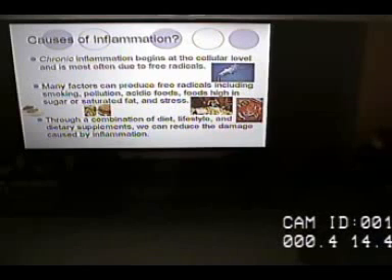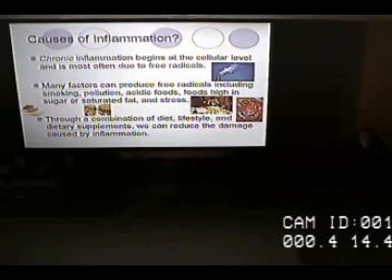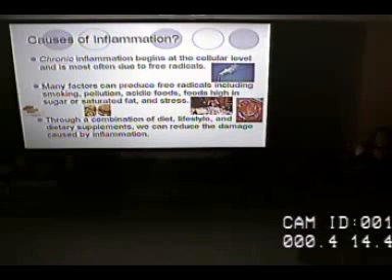So causes of inflammation, a lot of them. Chronic inflammation begins usually at the cellular level. Has anybody heard of free radicals and what they are? Okay. So these are called reactive oxidative species, ROS. What it is is oxidation. It's oxidizing the cells, making them age, like what would happen if you took a nail and it oxidizes, it gets the rusting. So it's the rusting of our cells.